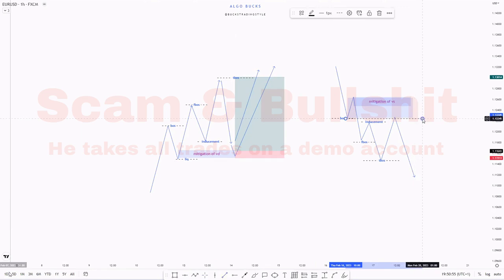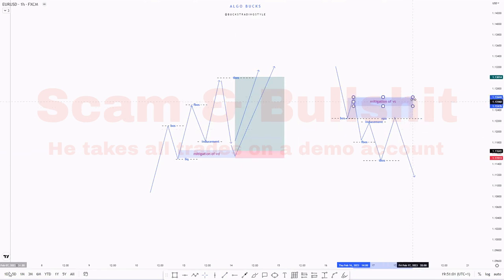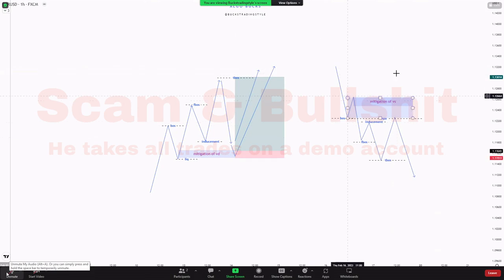So this is now EPA. Price can mitigate the whole supply zone, and then drop, failing to come and mitigate this valid supply. Do you understand this? Yeah. Okay, this is the manipulation setup.